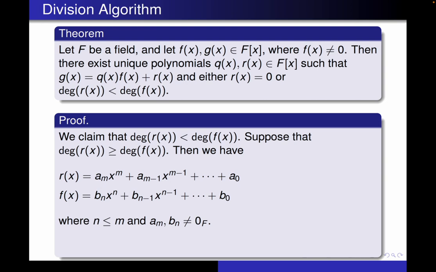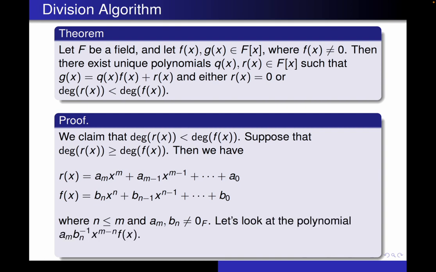We know that the degree of f is less than or equal to the degree of r, and the degree of f is going to be n, and the degree of r is going to be m, and that just tells us that n is less than or equal to m. And we're going to write those polynomials so that we don't have any coefficients past our leading coefficients. So we're assuming that a_m and b_n are both not the zero element in our field.